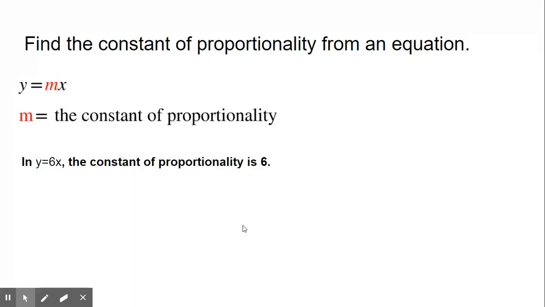Perhaps the easiest way of looking at a constant of proportionality is by looking at an equation. These equations are always in the form y equals mx, where m is the constant of proportionality. So for example, in the equation y equals 6x, the constant of proportionality is 6.